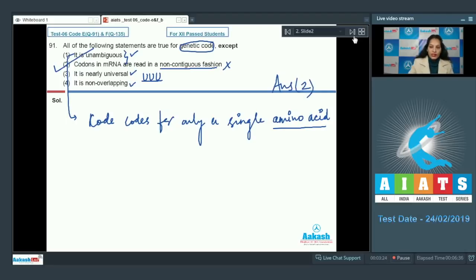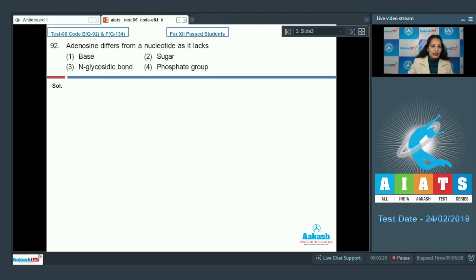Let's move to the next question. Question number 92. Adenosine differs from a nucleotide as it lacks. First option base, second sugar, third N-glycosidic bond, fourth phosphate group. Adenosine is a nucleoside.